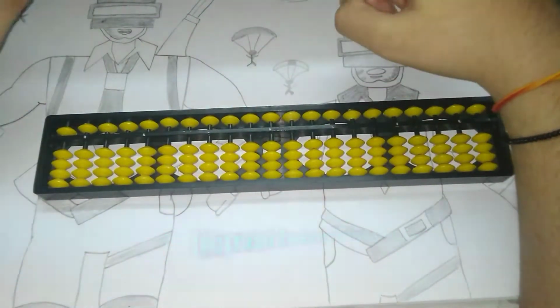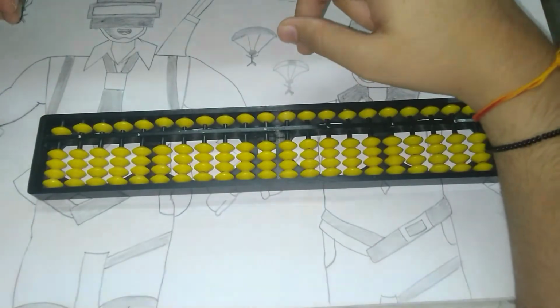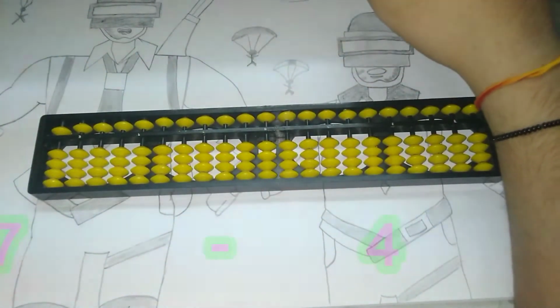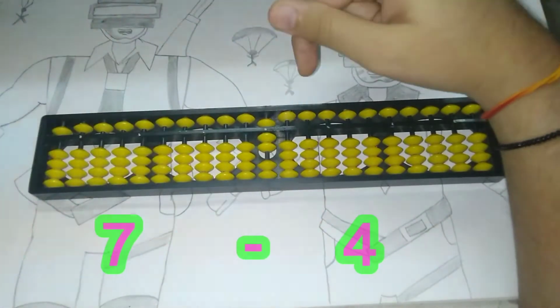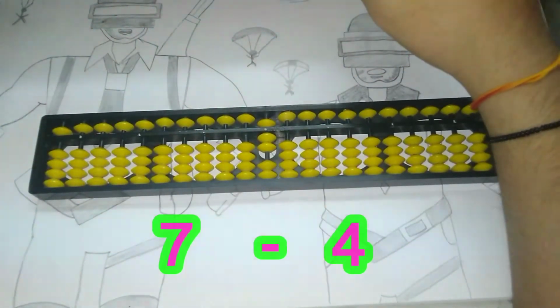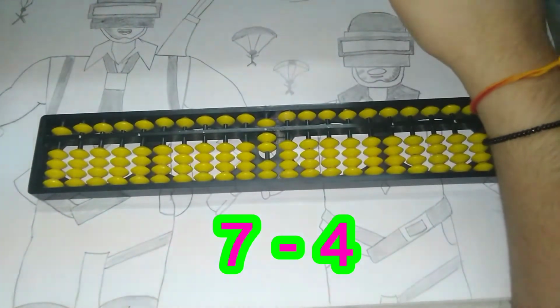Now let's start. The first example is to subtract 7 minus 4. Let's represent the number 7. See, this is the number 7. The first step is to place the 7. My first step is 1.